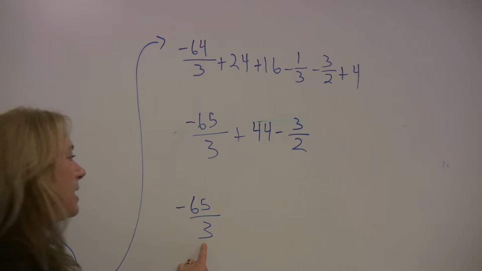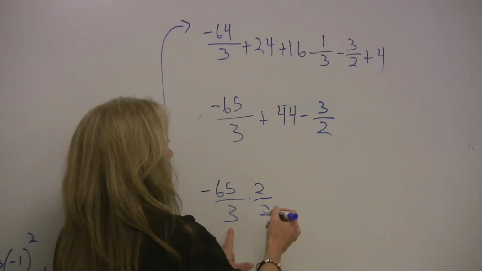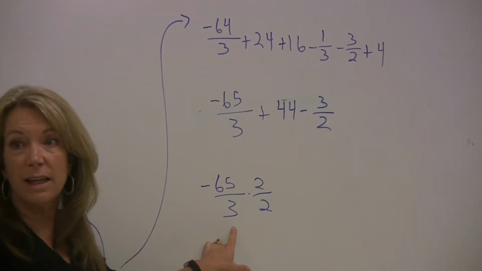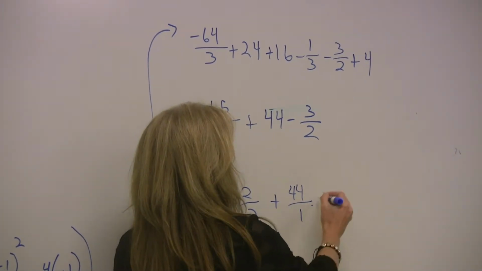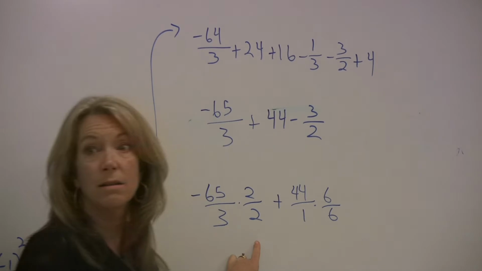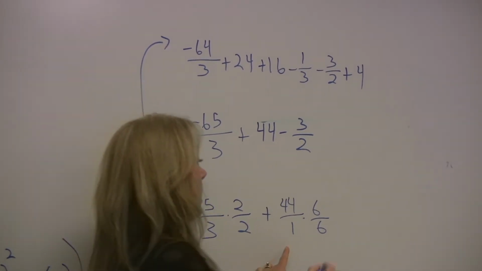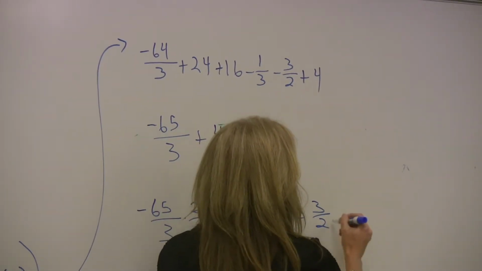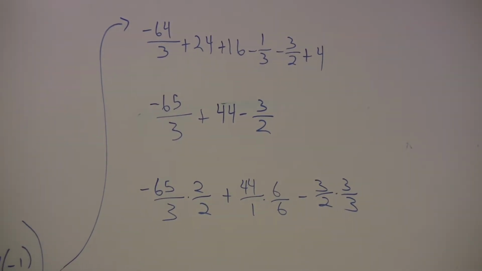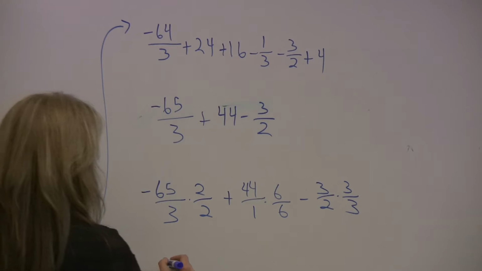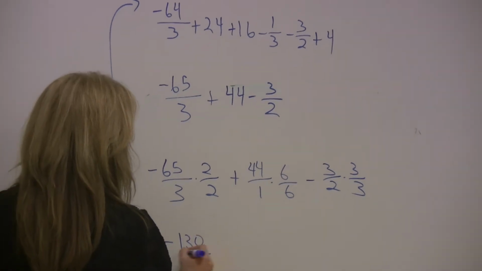So I need this to be a 6, so I'm going to multiply this one by 2 over 2 to get a 6 there. I need this one to be a 6, so I'm going to multiply it by 6 over 6. And I need this one to be a 6, so I'm going to multiply it by 3 over 3. You can handle this. This is negative 130 over 6.